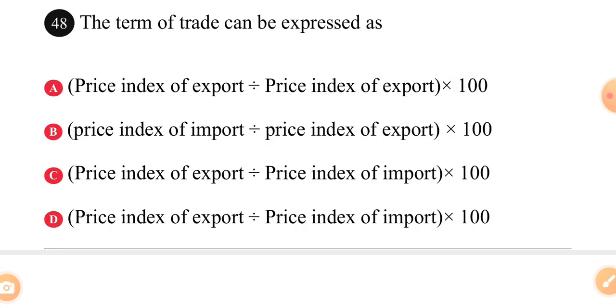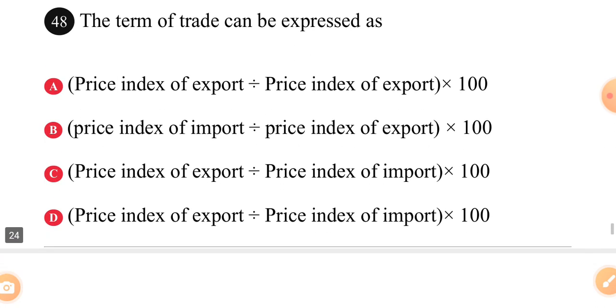That is why I need you to enter your hall. Once they tell you to turn on the system and your system comes on, you start writing. You must have prayed before you turn on your system, because once your system is on, the number of minutes available starts reducing. The term of trade can be expressed as dash.